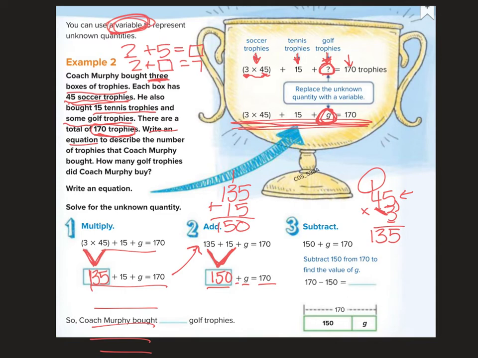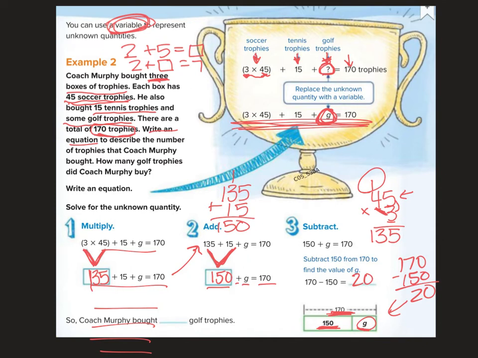So lastly, I need to subtract. Now you're going to say, Ms. Hamer, there's no subtract there. Well, look at this diagram here. We know 150 plus something, we don't know what G is, equals 170. So if I take 170, take away 150, that will tell me what G is. So 170 minus 150 is 20.